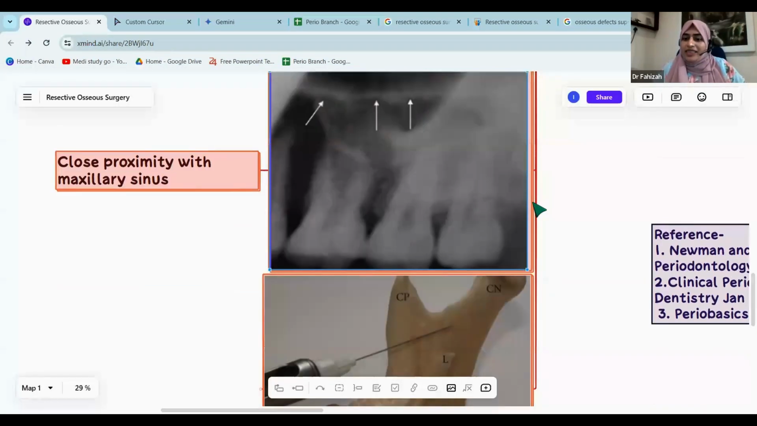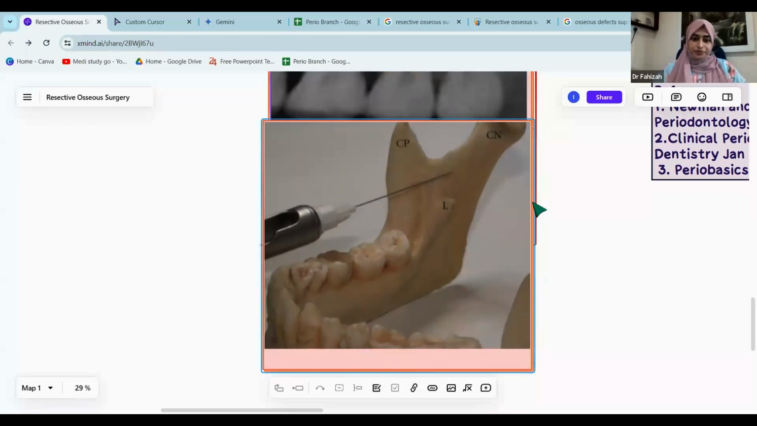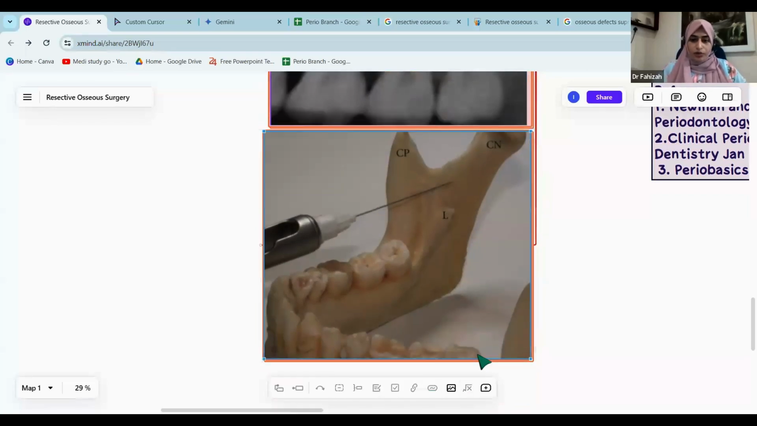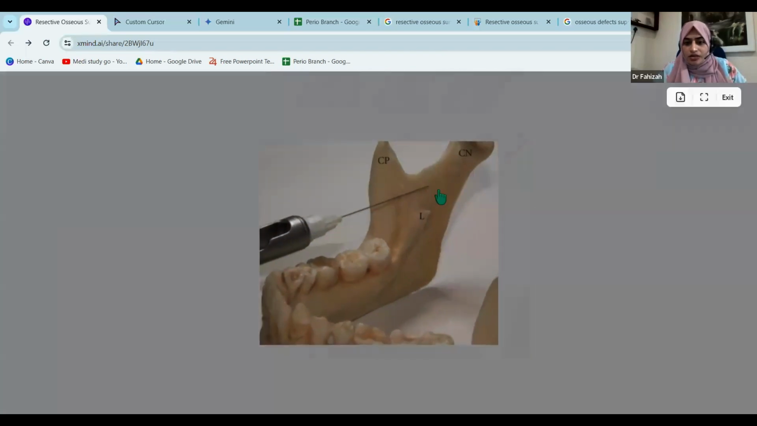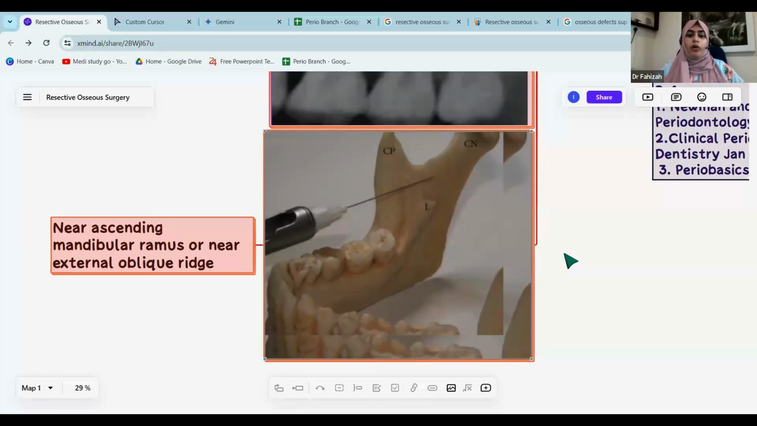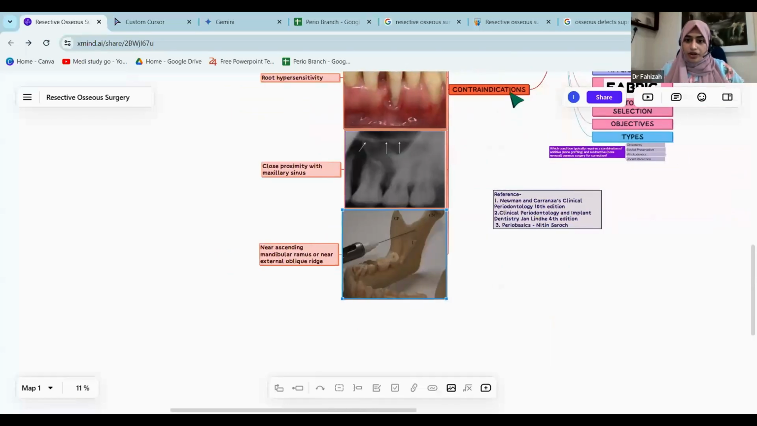Okay. And then this is another one, the mandibular ramus, near the ascending mandibular ramus or the external oblique ridge. Here it's risky to do because it is in very close proximity to the nerve over there, the mandibular nerve. So we avoid that area as well. Okay. So these were the contraindications.